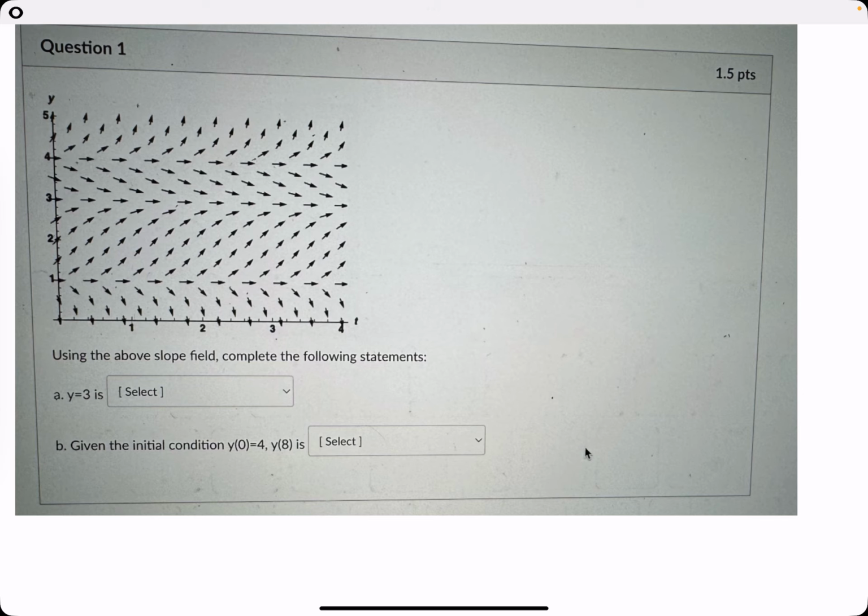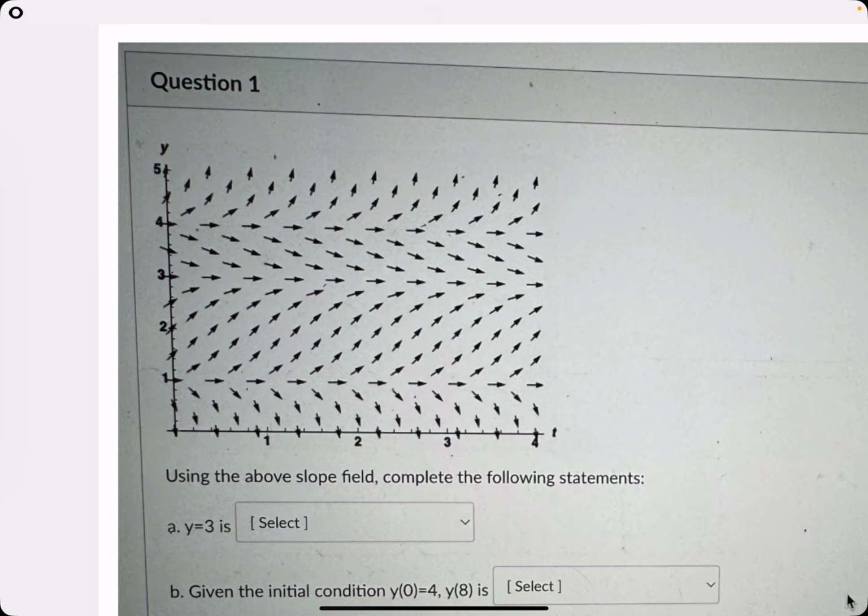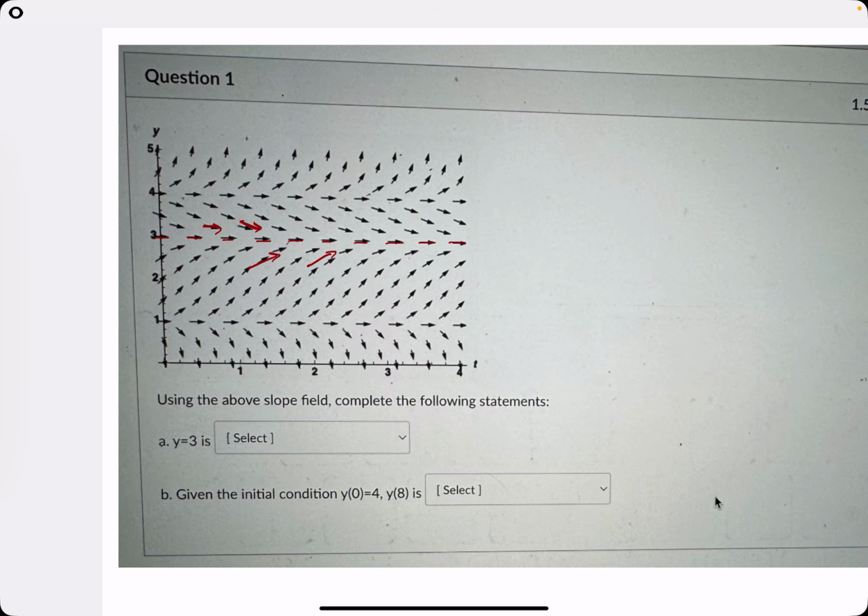y equals 3 is, well, what can we tell about y equals 3? There's slope lines of 0, the slopes of 0 through there, and these lines are approaching it from above and from below. So what we have is an equilibrium solution that is stable. Because the slope, the y prime value, is 0, that means y equals 3 is an equilibrium solution, and because these lines are approaching it from above and from below, that makes it a stable equilibrium solution.